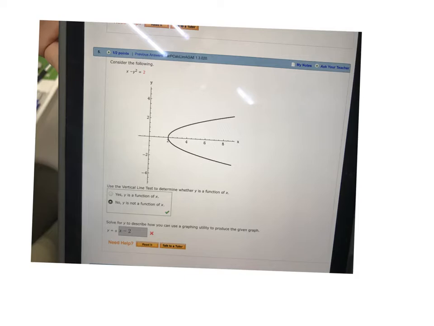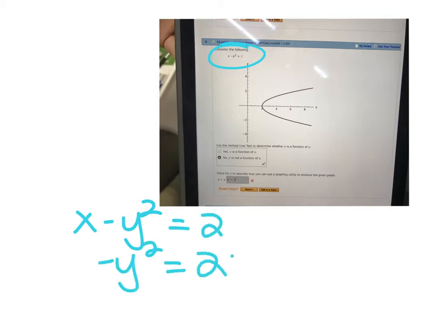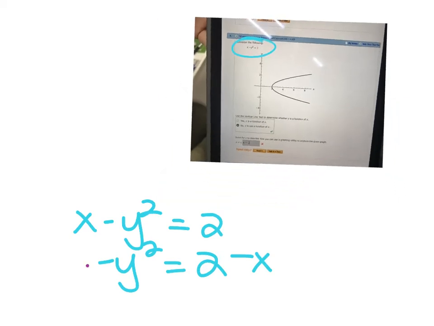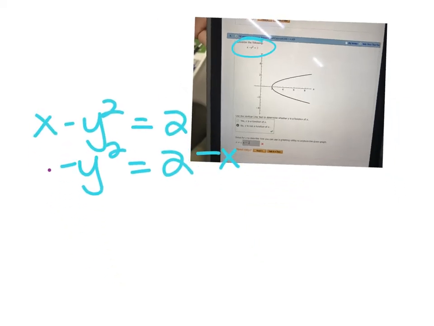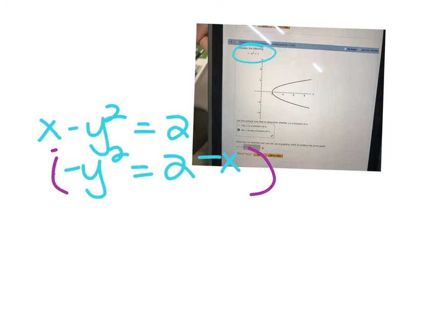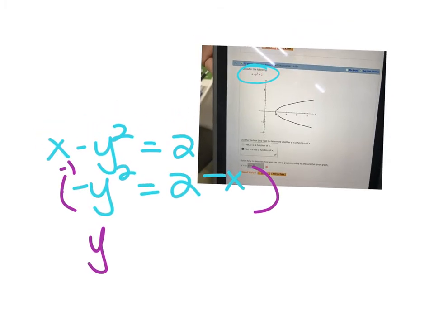All right, so you're good on the not function, right? It fails the vertical line test. So if I wanted to enter this equation into a graphing calculator, I've got to solve it for y. Otherwise, most graphing calculators won't change to an x equals. So I take that equation, x minus y squared equals 2. I'm going to subtract the x. Actually, I have to multiply by negative 1 first, so that it goes positive y.